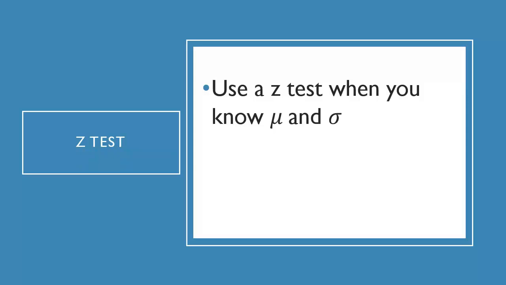We use a z-test when we know mu and lowercase sigma. That is, when we know the population's mean and the population's standard deviation. We have to know both of those. In order to use a z-test, we have to know both the mu and the lowercase sigma, the mean of the population and the standard deviation of the population. You have to know both of those things.